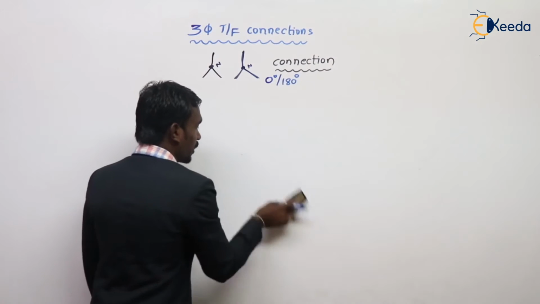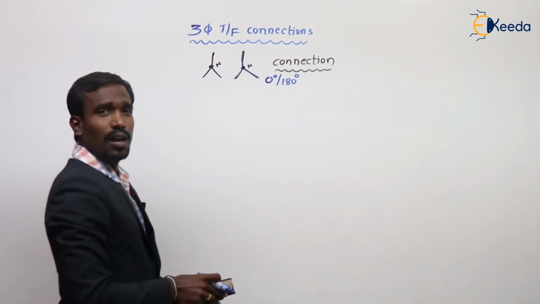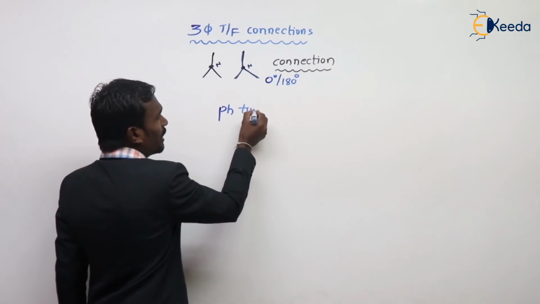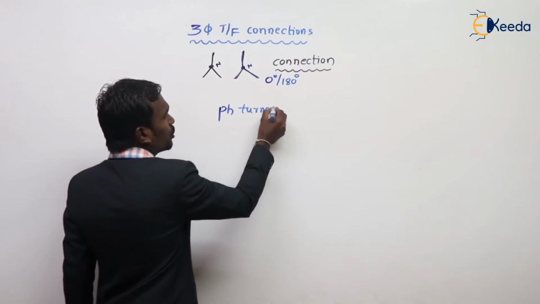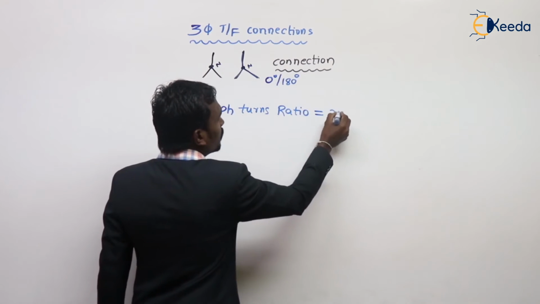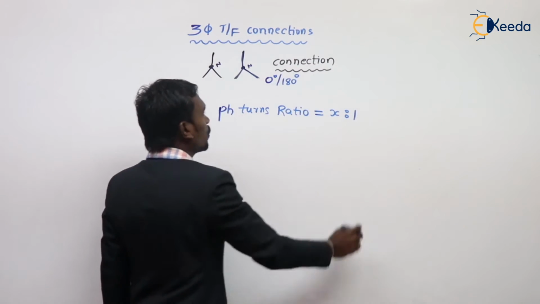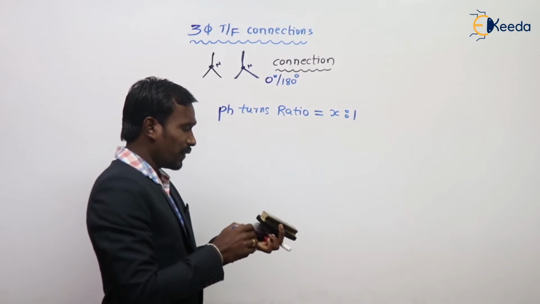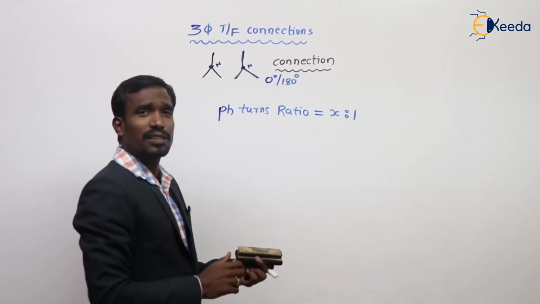Now the phase turns ratio and line turns ratio. I told you the phase turns ratio is always constant, X is to 1. There is no change. The phase turns ratio is always constant.